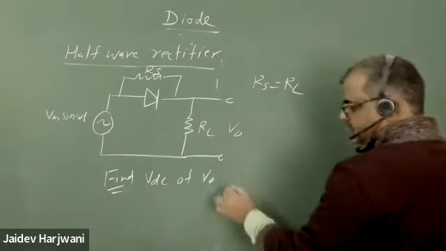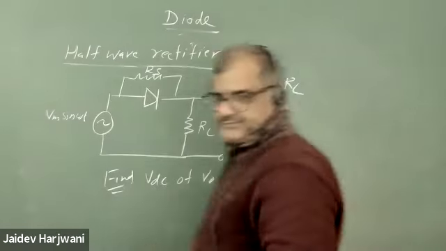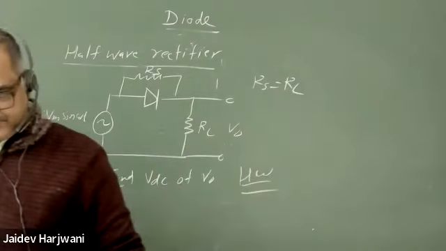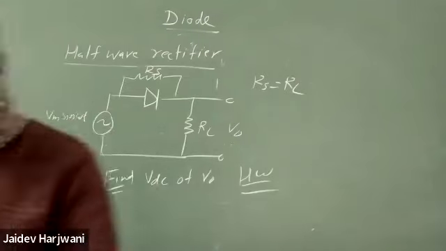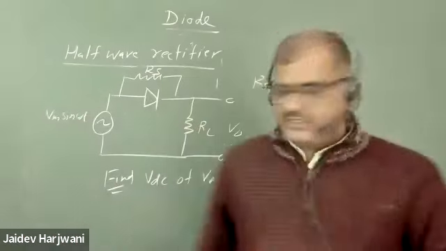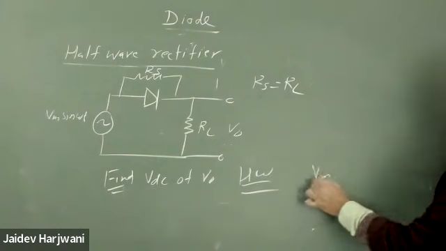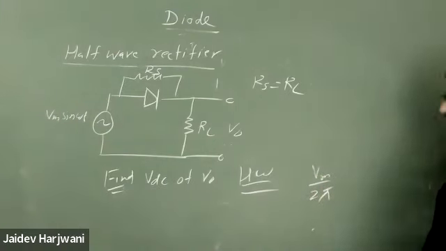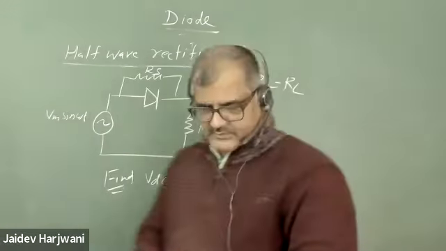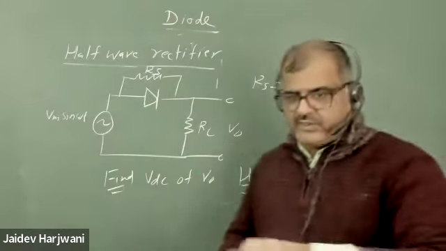So this is your homework. Please send me. If you want the answer, I'm also writing it so that this is Vm upon 2 pi. Solve it and send me. So any question? If no question, I am stopping here.